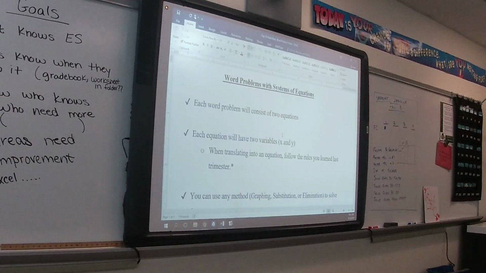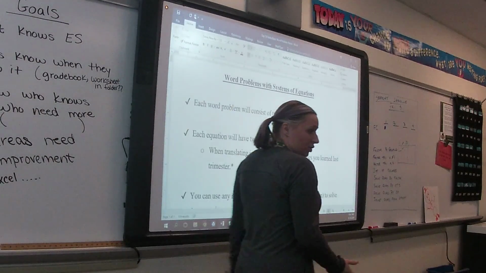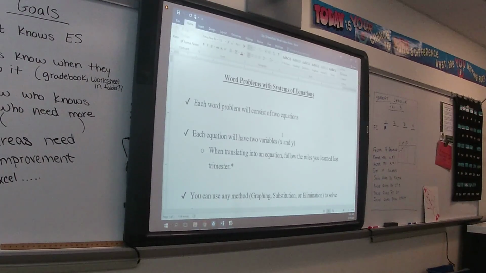So when we are looking at word problems, we're going to be looking at the same key terms that we used last trimester. The difference is that now we are talking about a system. So what is a system? What did we say a system was?